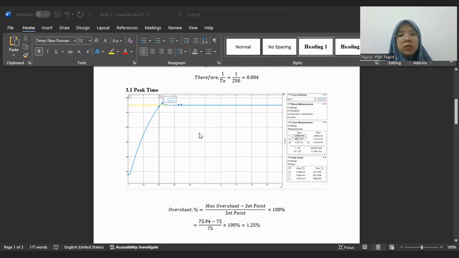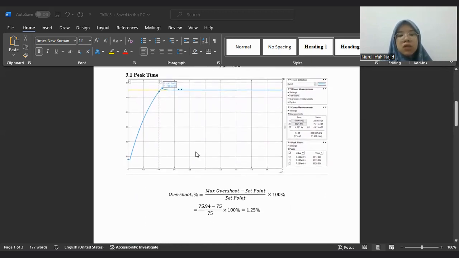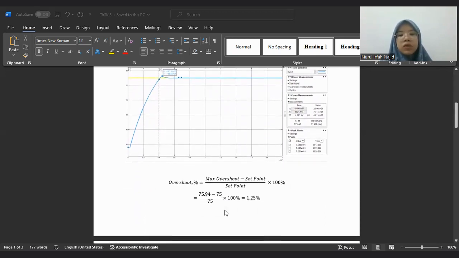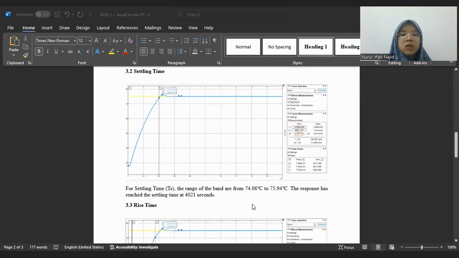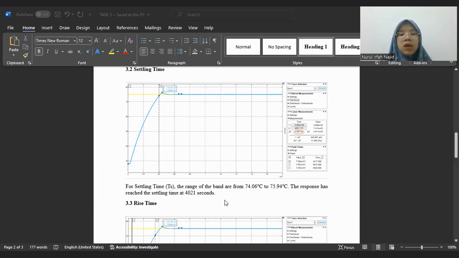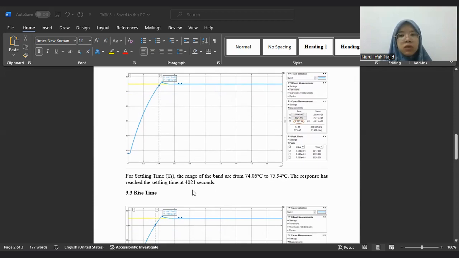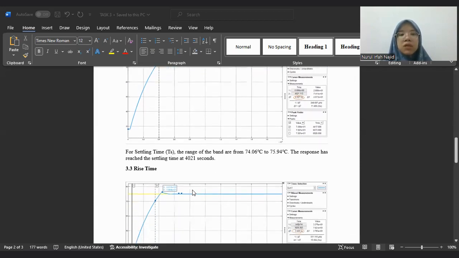Okay, next for the peak time. So from the graph, we get the peak time, which is 75.94. So we get the overshoot, which is 1.25%. Then we need to get the settling time. For settling time, the range of the band is from 4.06 to 75.94. So we get the response, which is we get the settling time at 4,021 seconds.